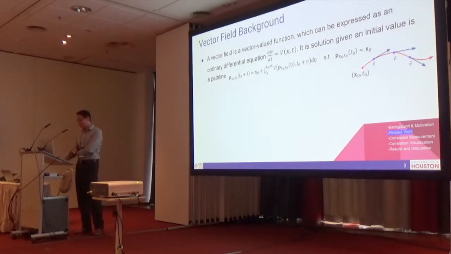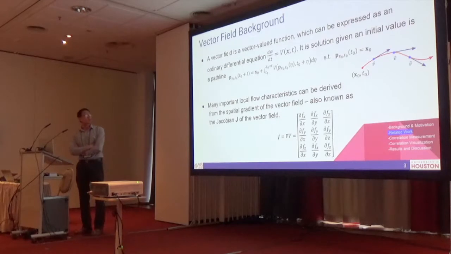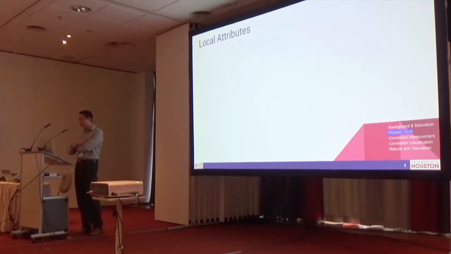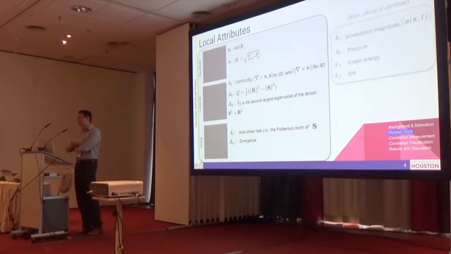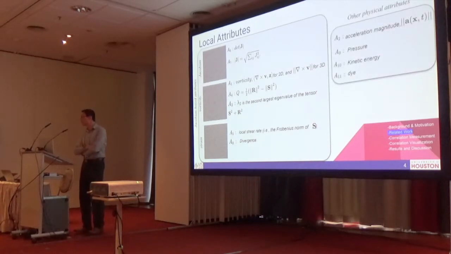Its solution, given an initial value, is a path line, as shown here, which characterizes the geometric aspect of flow. You can derive a number of local flow characteristics, or attributes, based on the spatial gradient of the vector field, which is also called the Jacobian. Those attributes can characterize the amount of change in the flow, the amount of rotation, and the amount of stress or strain, deformation, and stretching. You also have other attributes like acceleration, pressure, and kinetic energy. Those are the attributes that we are interested in this work.